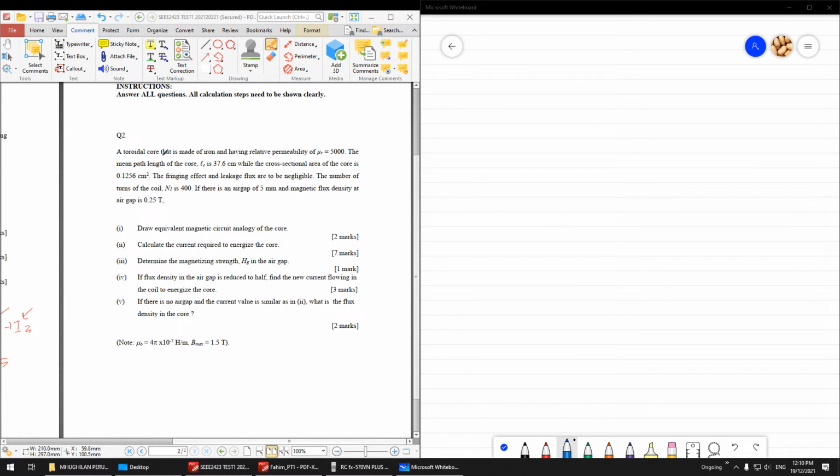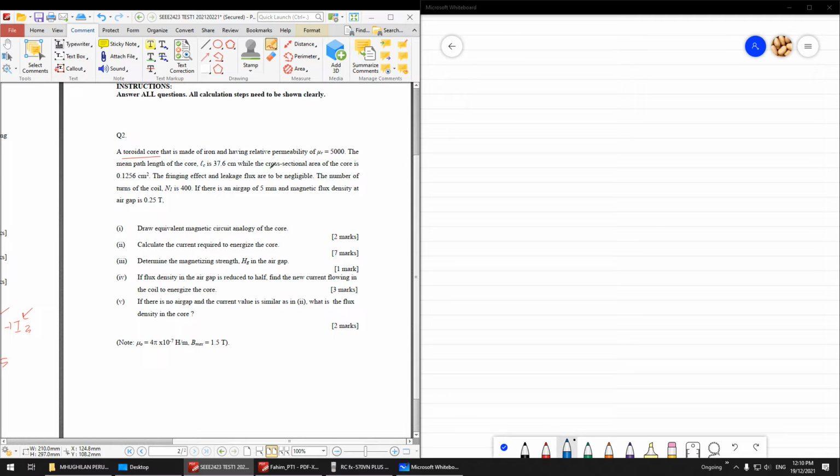So a toroid core. If you still don't know what it is, a toroid is just a core that's shaped like a donut. Donut shape is basically a toroid. It's made of iron and has a relative permeability of mu r 5000.